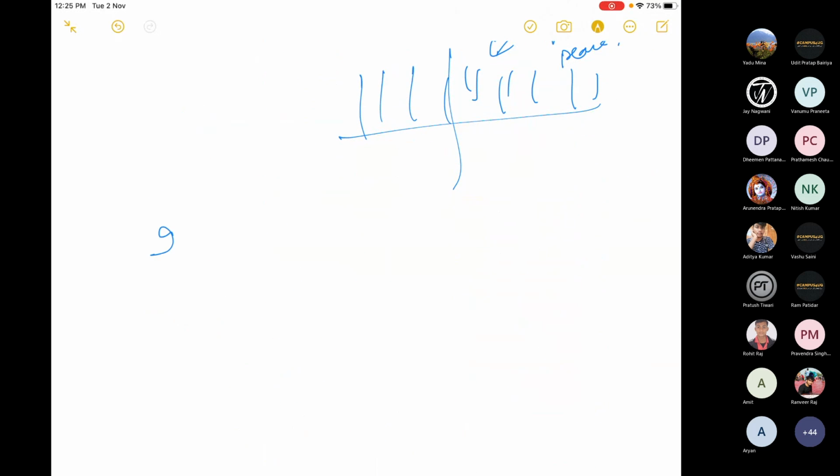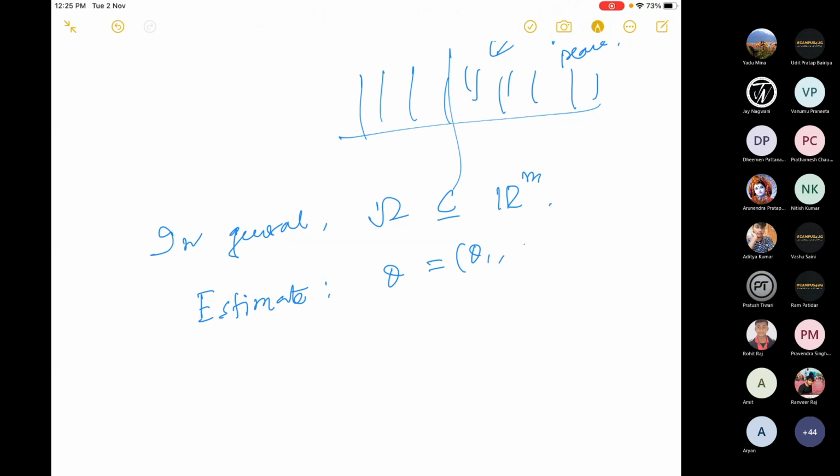In general, for our study, we'll assume that this omega is a subset of R to the power m. That means there are m parameters, and this is a subset of that space. Now the problem is to estimate theta. Theta is a vector here. It can be theta 1, theta 2, up to theta m. There are m parameters involved. How am I going to estimate this? Estimate this from the sample.